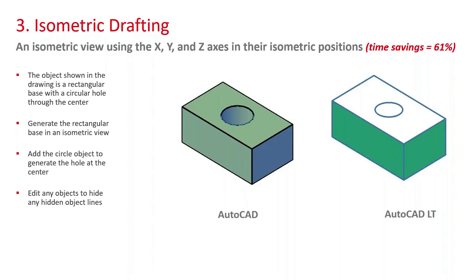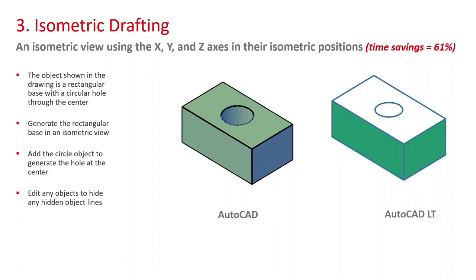Now, the object shown in the drawing is a simple rectangular base with a circular hole through the center. And again, we've got an AutoCAD view and we've got an AutoCAD LT view. Now, the AutoCAD LT view is purely 2D draftsmanship. So what we've done there is we've utilized what is called the ISO draft setting on the status bar. And we've drafted all of those lines at the 30, 60 degrees angles to get an isometric view of a base and an ellipse there in the center of that top face. Even though it isn't a top face, it's a 2D representation of a top face, gives you what looks like an isometric view of a solid base with a hole through the middle.